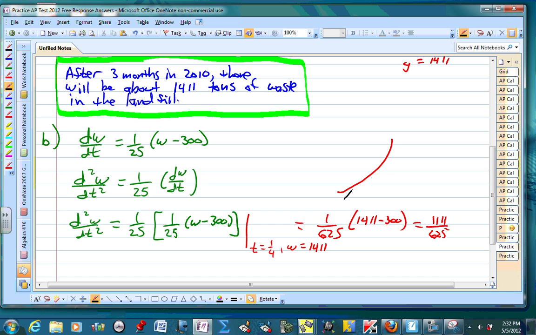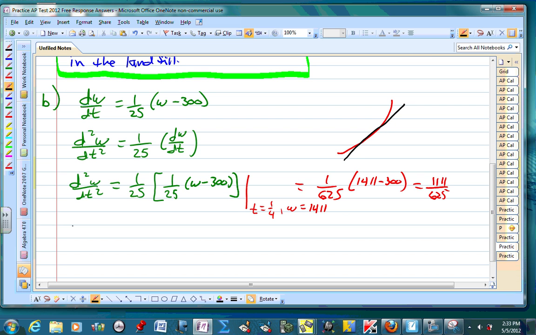Therefore, any tangent line approximation would be an underestimate. So we'll say 1,411 tons is an underestimate.